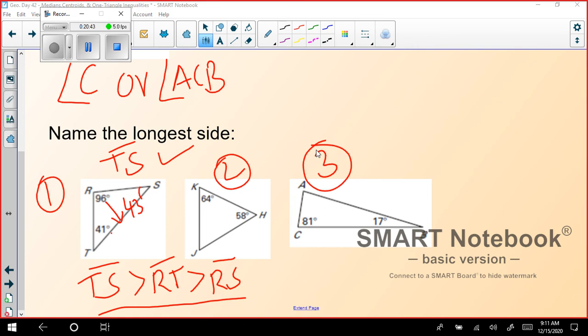As your friend suggested, this time the largest angle here is going to be, let's see, this is 64, this is 58. Angle J is going to be 180 minus 64 minus 58, which is going to be 58 itself. So the largest angle I can make out is angle K, so the side opposite to angle K is JH. So JH is the correct answer over here.